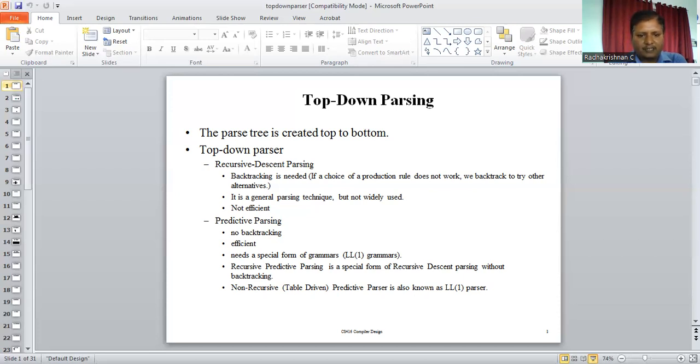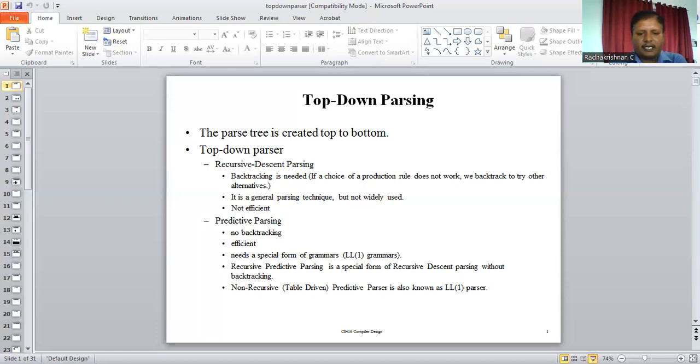Now E dash with plus: the table entry is E dash gives plus T E dash. E dash is removed from the stack and plus T E dash is inserted in reverse order, E dash T plus. Now plus and plus are cancelled. Next, the top of the stack is T with id dollar. T with id means the parsing table entry T gives FT dash, so T is replaced by T dash F. F is on top, and F gives id, so id is matched and cancelled. Next, T dash with dollar: the table entry is epsilon.